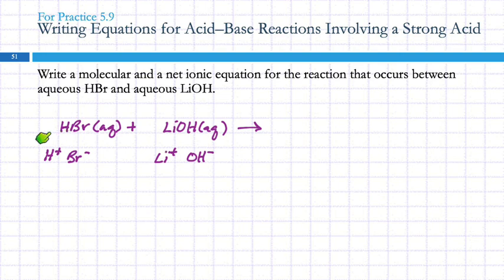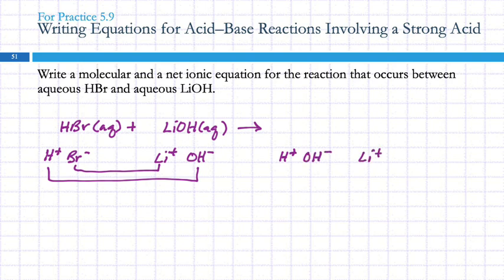So hydrobromic acid produces hydrogen ions and bromide ions. Lithium hydroxide separates into lithium ions and hydroxide ions. And then let's swap the partners and write them next to each other. So H plus and OH minus, lithium plus and Br minus. What do we get when hydrogen ion and hydroxide ion combine? Water. And water at room temperature is a liquid.